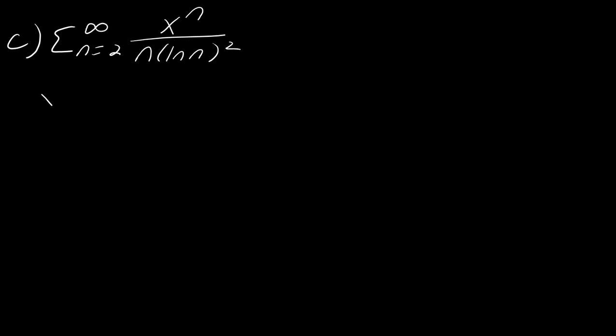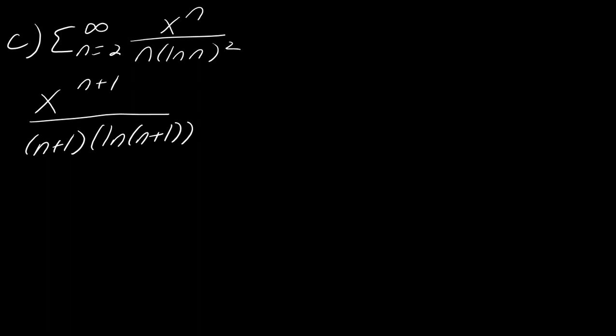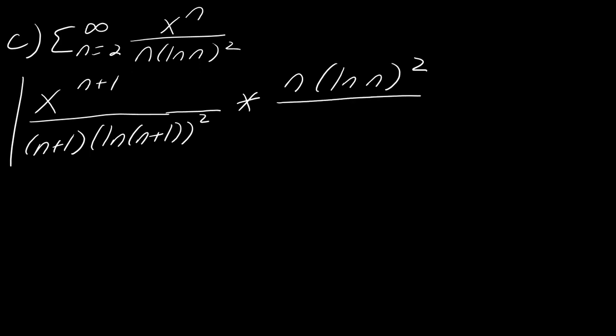Okay, so I need to set up the n plus 1th term, n plus 1, natural log of n plus 1 squared. And then this times the reciprocal, n times the natural log of n squared, and then x to the n. Okay, so here's all the algebra that I need to sort out. So this x to the n is going to cancel out, and not a whole lot else is going to cancel out in this case.